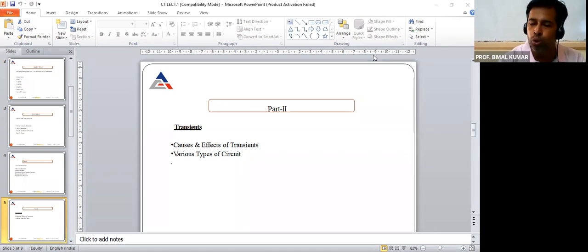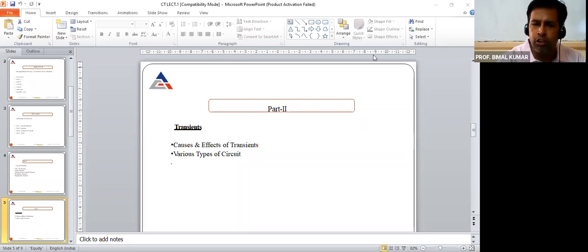One is due to switching, either switching on the supply or switching off the supply. And second is due to a fault. So whenever switching occurs or whenever a fault occurs, at both of those times, transients are there in the network.